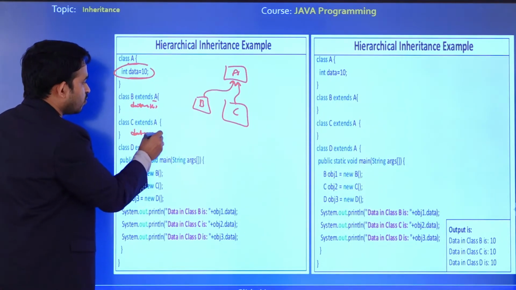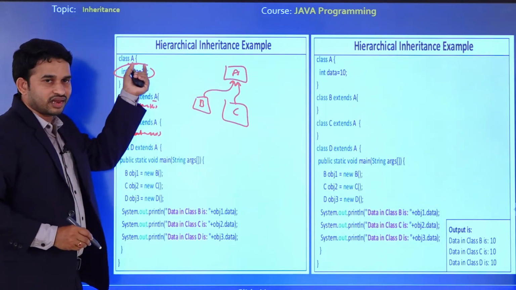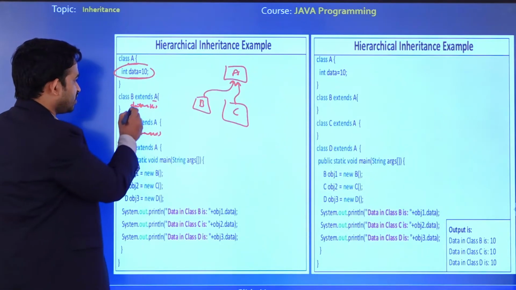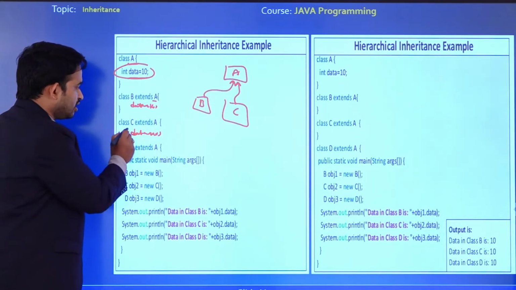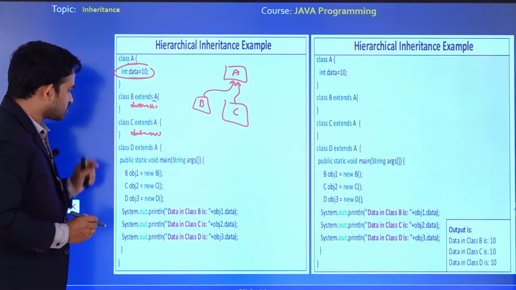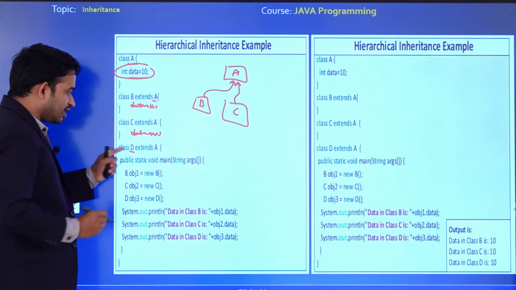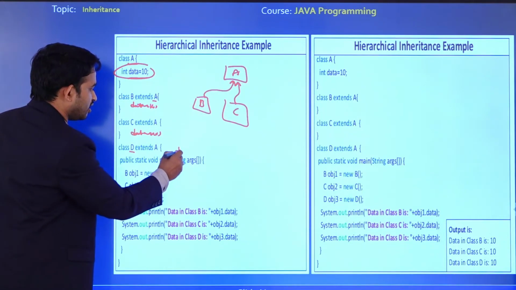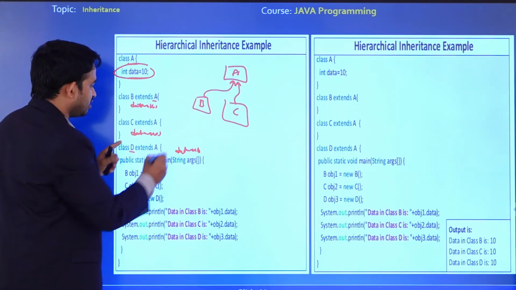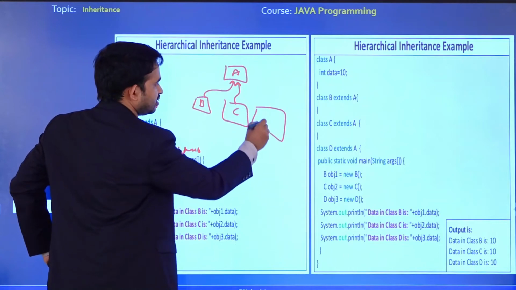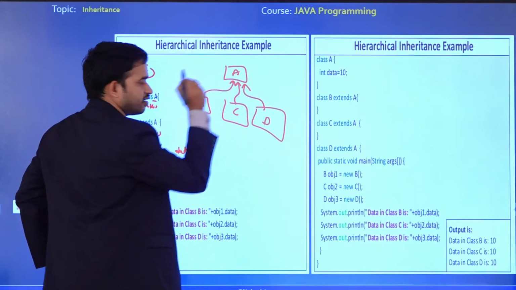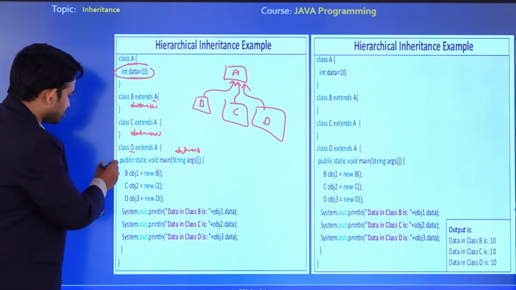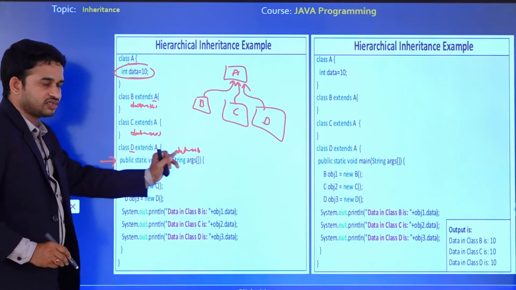What is the reason? Whatever properties we declare in the base class are available in the multiple child classes. So now class B contains data = 10, and class C contains data = 10. What is the next one here? Class D extends A, which means the same property, data = 10, is also available in class D. Same thing: class D extends the property from A. So this is the meaning of hierarchical inheritance. Here this is the main statement, right? public static void main(String[] args).